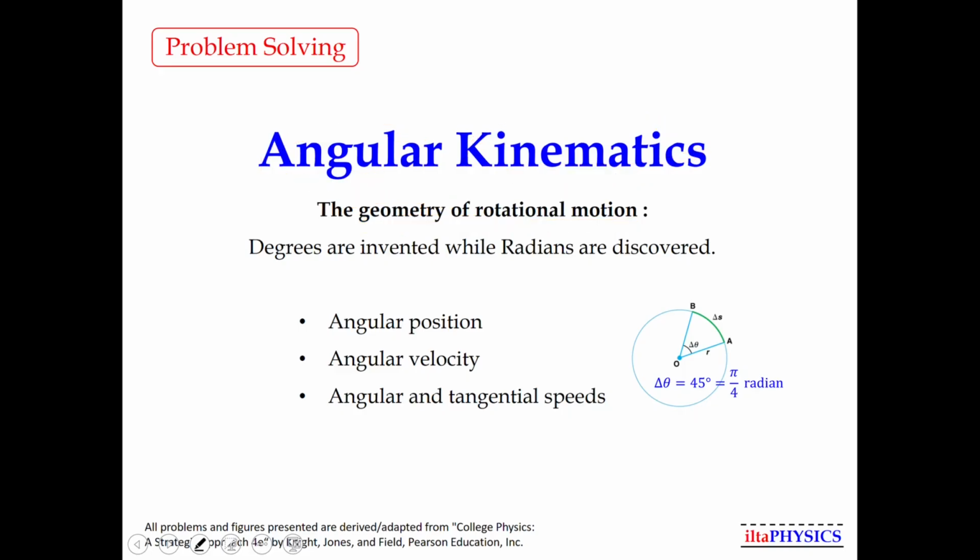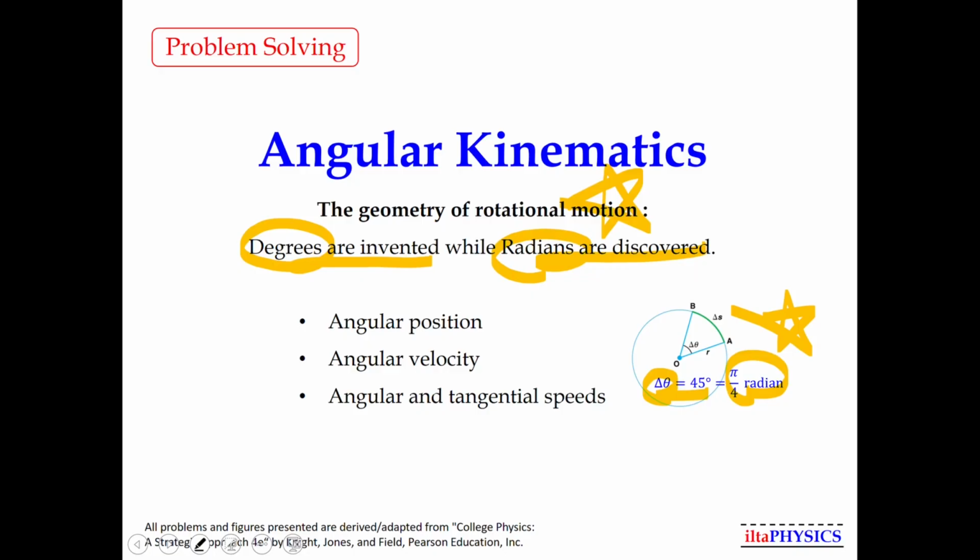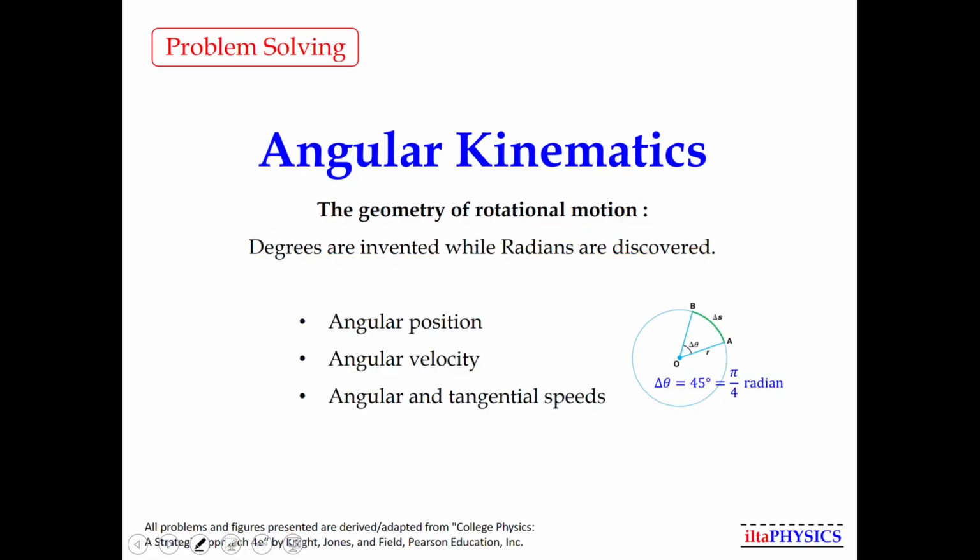Specifically, when it comes to the angle an object has rotated, we don't use the degrees we use in everyday life. Instead, we use a unit called the radian, which is based on the geometric properties of a circle. We're going to solve some classic angular kinematics problems using these concepts.